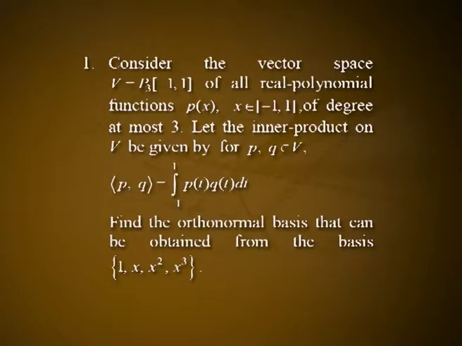Before going to the next session, let us try to answer these questions. Consider the vector space V equal to P3 of minus 1, 1 of all real polynomial functions p of x, x in minus 1, 1, of degree at most 3. Let the inner product on V be given by, for p, q in V, inner product p, q is equal to the integral from minus 1 to 1 of p of t q of t dt. Find the orthonormal basis that can be obtained from the basis set 1, x, x square, x cube.